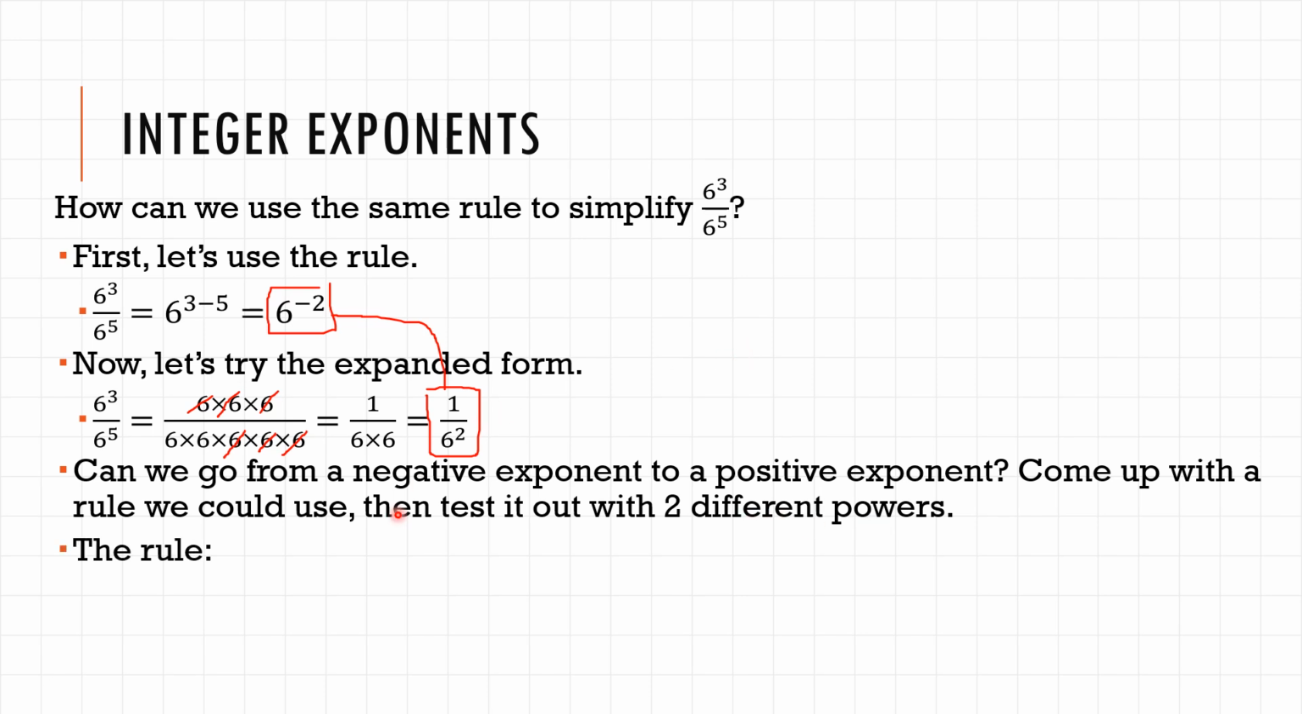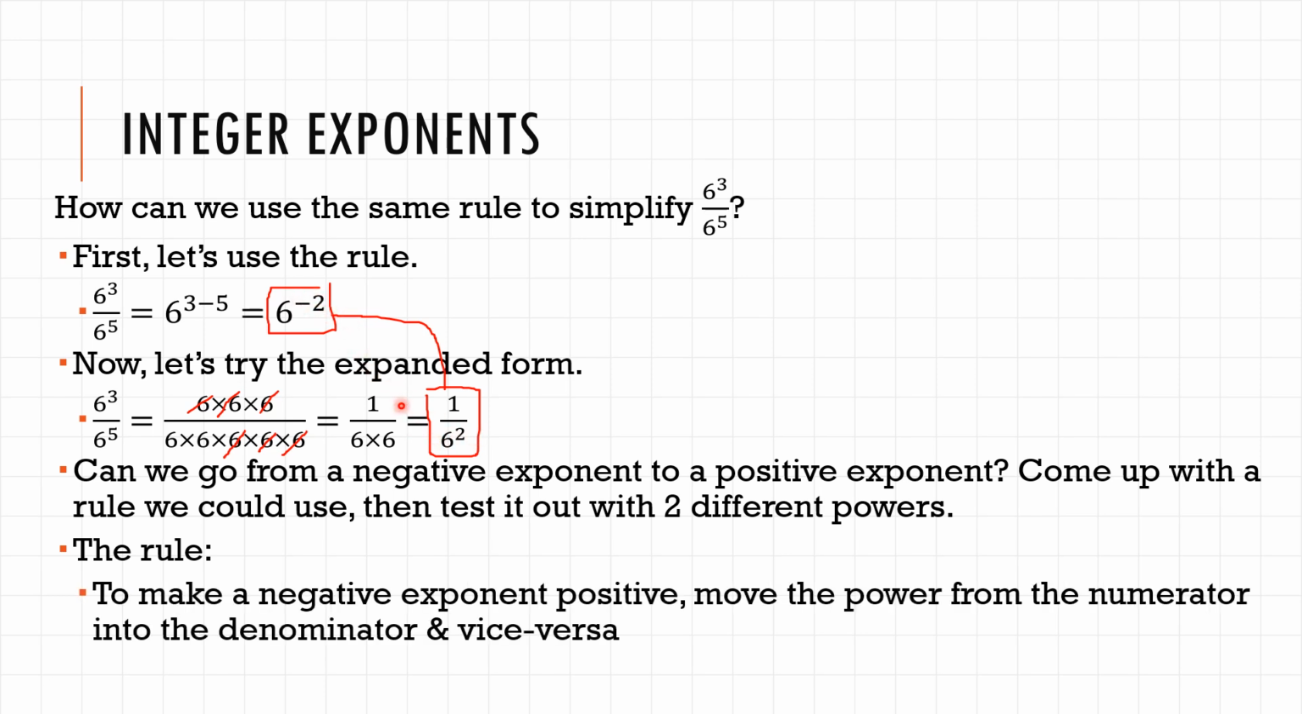Hopefully you saw, as well as I did, that to go from here to here, it looks like 6 to the power of 2 just sort of went into the denominator, and the exponent just changed from being negative to positive. So to make a negative exponent positive, all we have to do is take the power and move it from the numerator, because remember, this is 6 to the power of negative 2 over 1, into the denominator to make it positive.